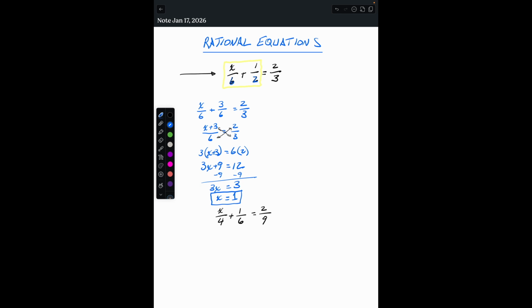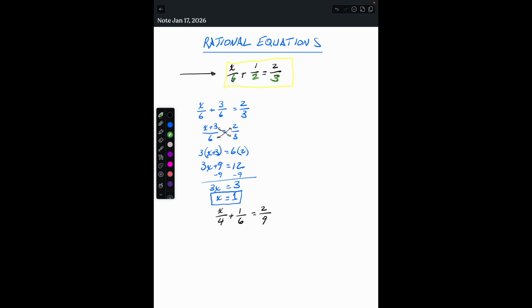A second way to solve it is, instead of looking at just one side of the equation, 6 and 2, I want to look at the entire equation and then find a common denominator for all of the fractions I see. In this case, it happens to be the same number. The common denominator for 6 and 2 and 3 is still 6. But I want to multiply the entire equation by 6.